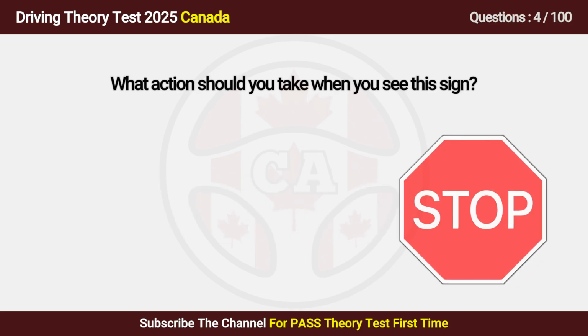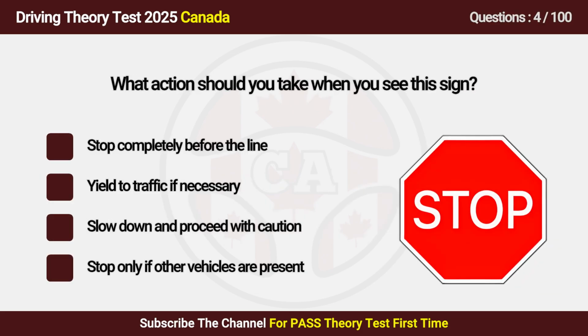Question 4. What action should you take when you see this sign? A. Stop completely before the line. B. Yield to traffic if necessary. C. Slow down and proceed with caution. D. Stop only if other vehicles are present.